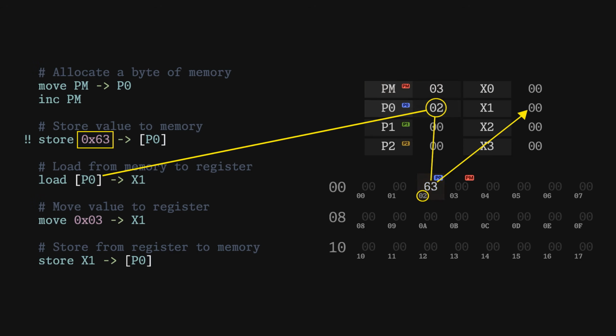And the load instruction is going to work kind of the opposite way. It's going to look at the register P0, interpret its contents as an address, go to that address in memory, and then load out of that cell into the register X1.